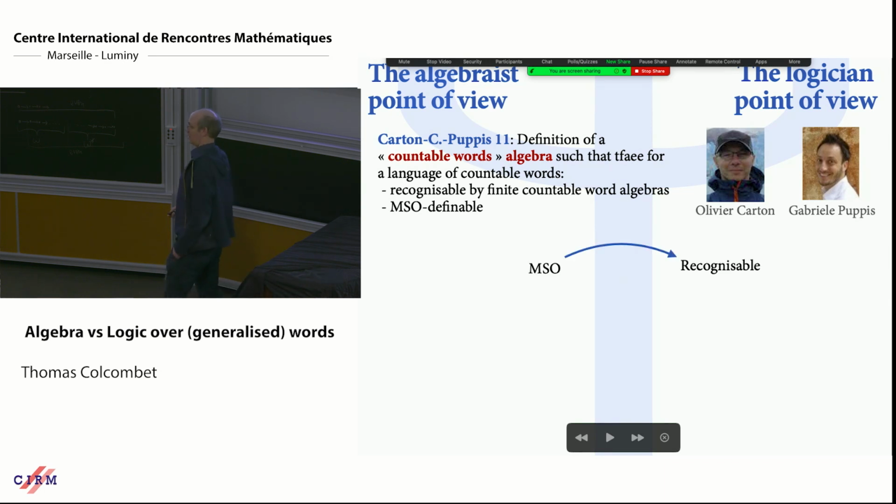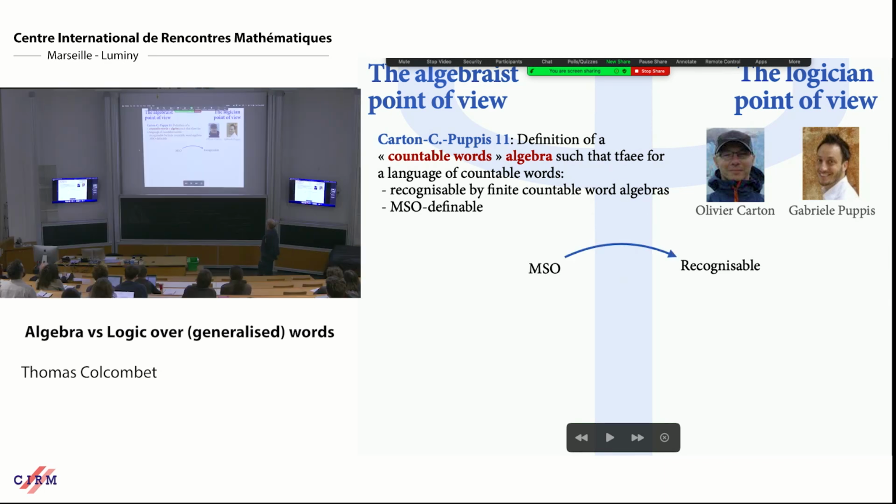So what do you mean by finite countable? I think there's some typo. Yeah. It's an algebra for countable words. So you're right, it's perfect. But the sets on which this operation acts are finite. Okay, so yeah, you're right. Sorry. And it's the same as being MSO definable.